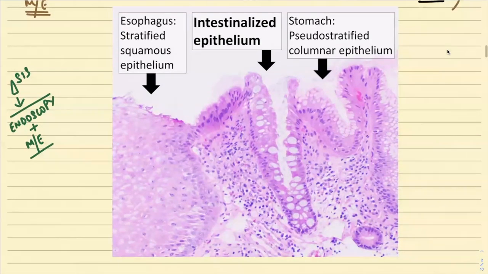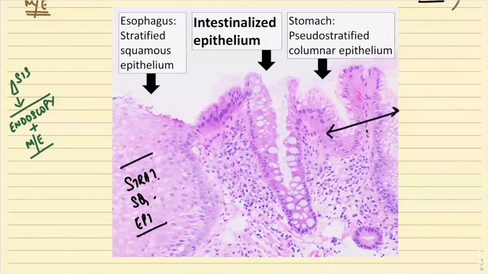So let us look at this particular image. This is the microscopic image of the Barrett's esophagus. On the left-hand side, this is your classical stratified squamous epithelium that we can appreciate. On the right-hand side, this is basically your gastric epithelium, which is a columnar epithelium.